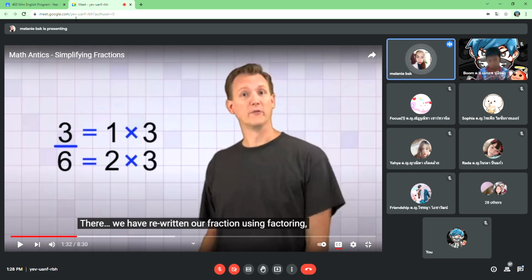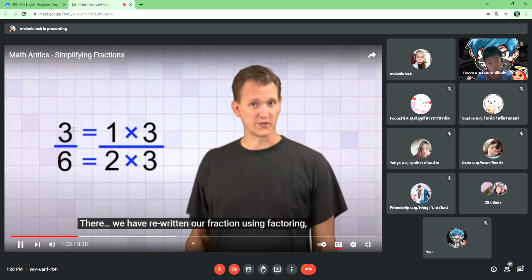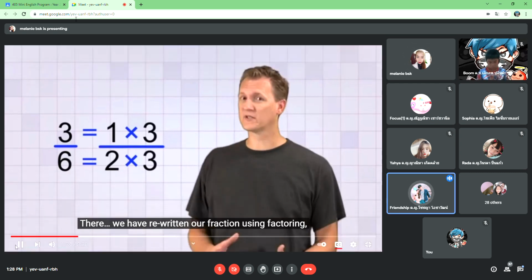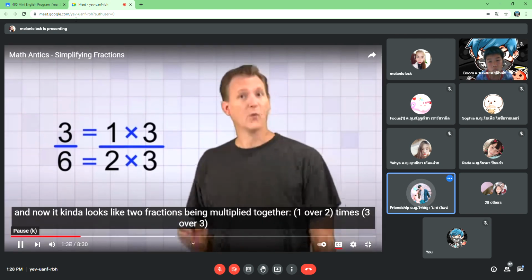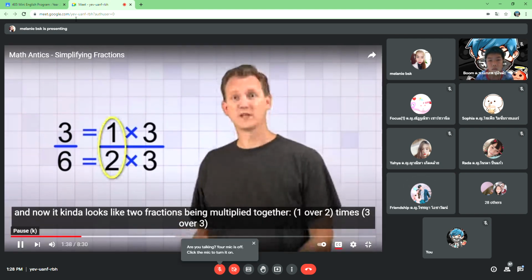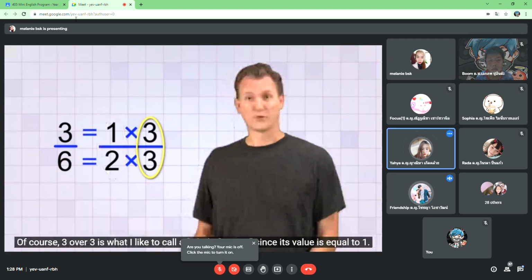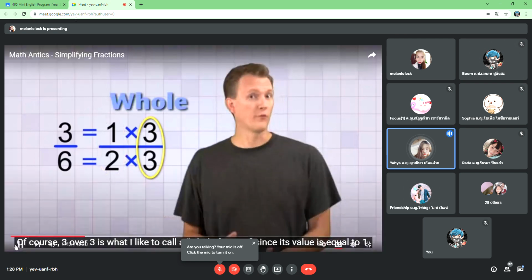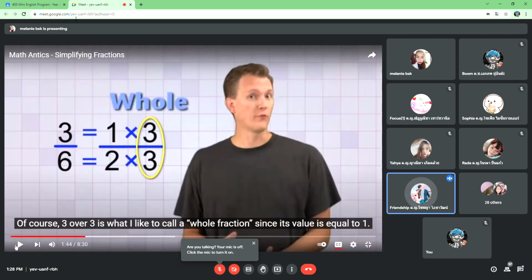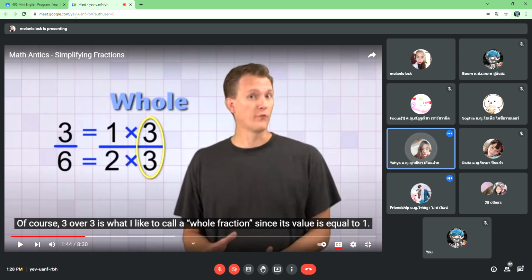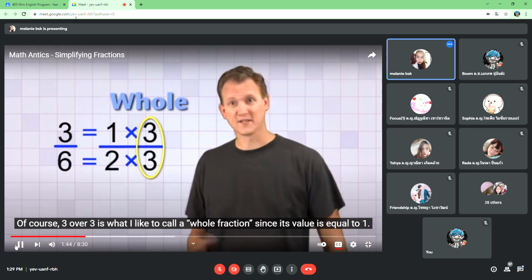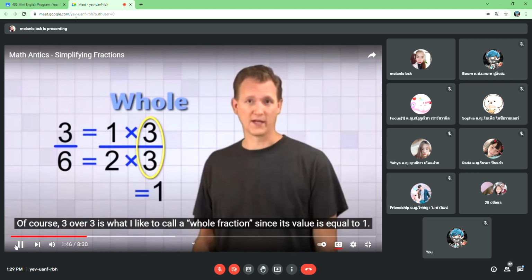Okay, so children, we're going to have this one. We've rewritten our fraction using factoring, and now it kind of looks like two fractions being multiplied together: 1 over 2 times 3 over 3. Of course, 3 over 3 is what I like to call a whole fraction, since its value is equal to 1.